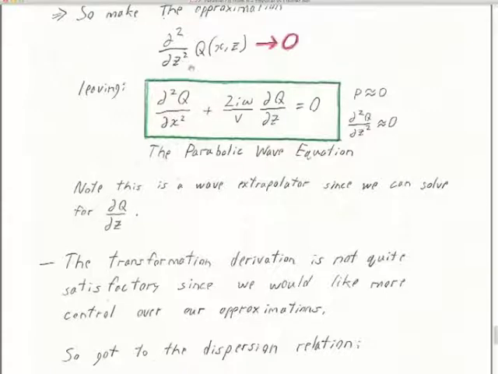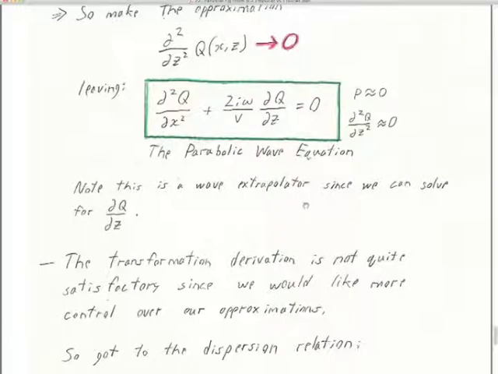Okay, but it doesn't vary. Its second derivative in z is zero. Only its first derivative is non-zero in z. We do allow d squared q dx squared. Okay, that's where the information comes that relates the z evolution to the x evolution. Okay, so this is for small dip, very almost flat layers, and with this funny approximation that the second z derivative is about zero. Now this we can solve for dq dz. So this is a wave extrapolator.